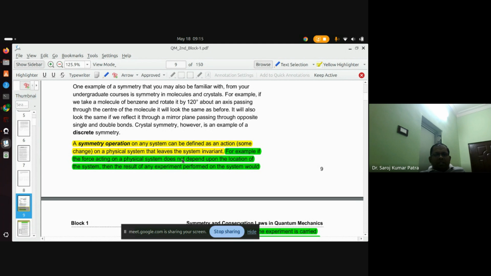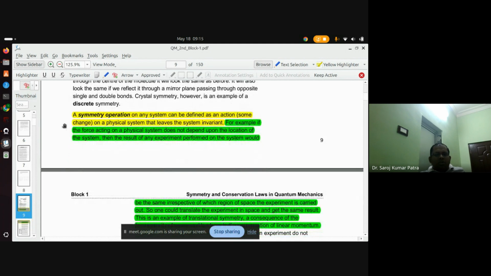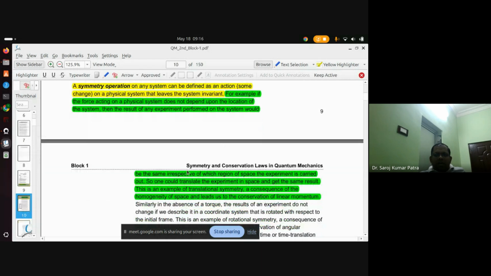That's why the example is given: if the force acting on the physical system does not depend upon the location of the system, that is, the force does not have a position-dependent part, then the result of the experiment on the system would be the same irrespective of which origin of space the experiment is carried out in. As I said, if you are doing a refractive index measurement using a prism in Bhubaneswar or in Calcutta, the result would be the same, unless the forces affecting the experiment are position dependent.